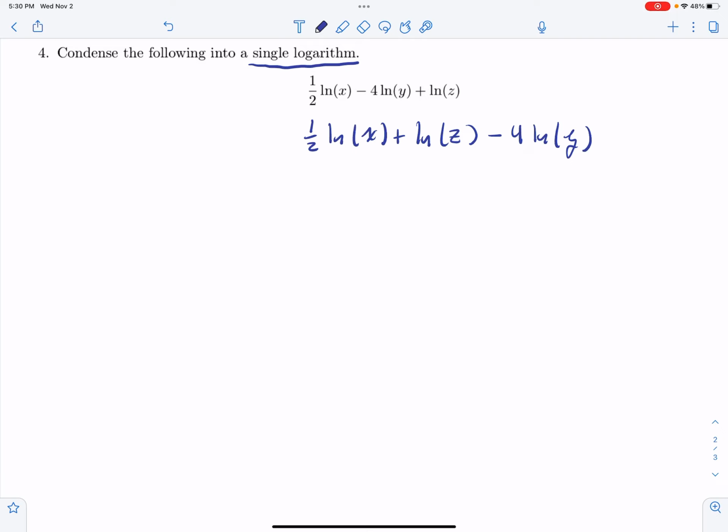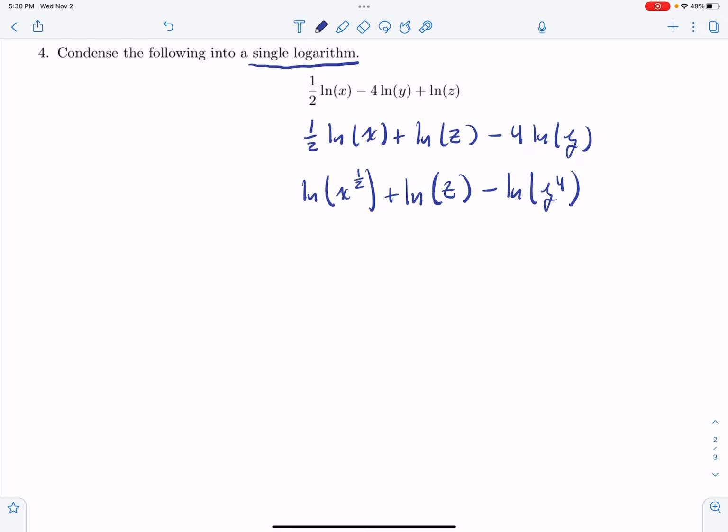Anyway, now that we have it rearranged like this, our first step is to bring any coefficients inside the logarithm as an exponent. So I'm going to turn my 1/2 natural log of x into natural log of x to the 1/2. And then plus natural log of z, there's no coefficient there, so we're good. And then we're going to do minus natural log of y to the 4th. Okay, so we've pulled in all of our coefficients.